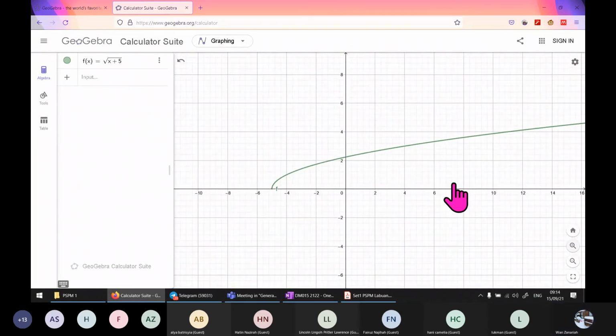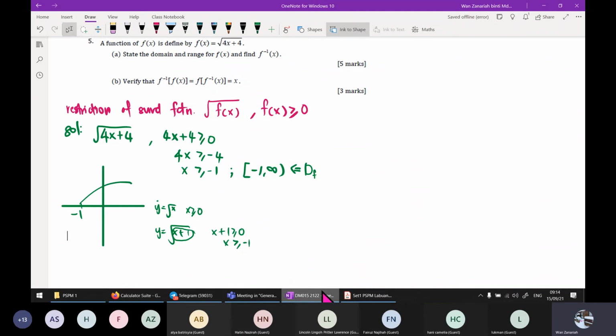So range kalau dalam ini X plus 1 ke, X plus 5 ke, X minus 3 ke, what is the range? The smallest Y it can be adalah 0, 0 up to infinity. Exactly. Yang jawab 2 orang tu je lah yang faham. Yang lain nganga je lah.